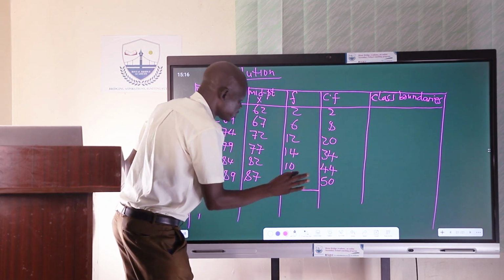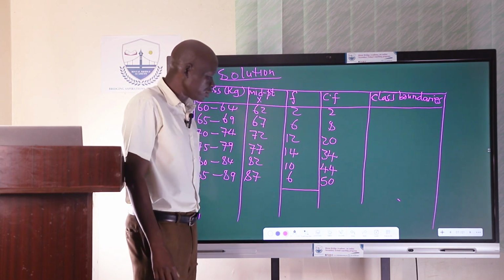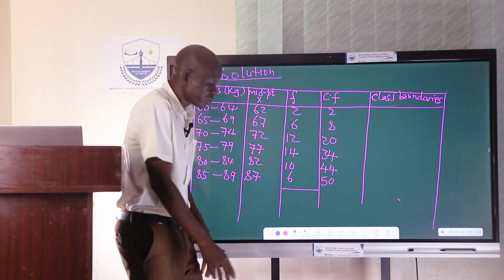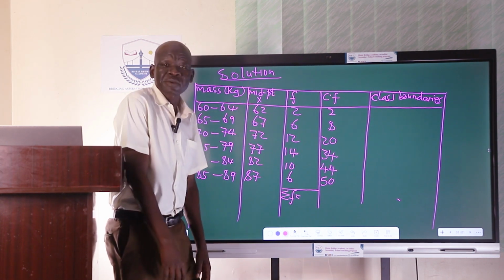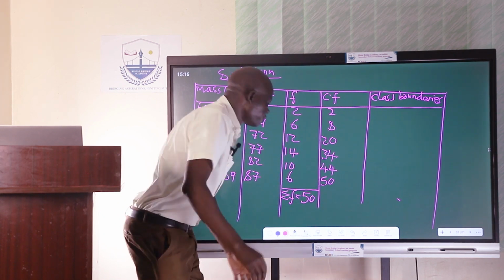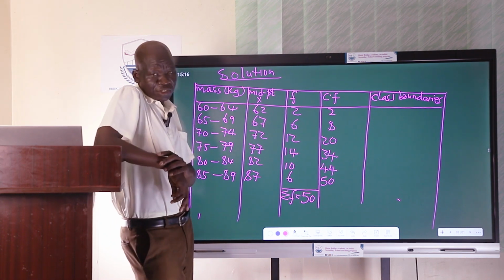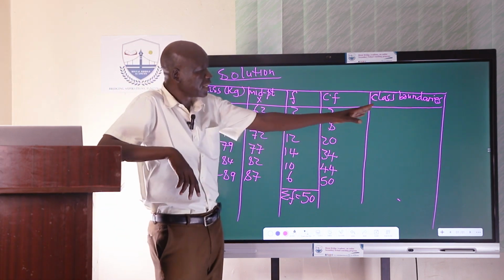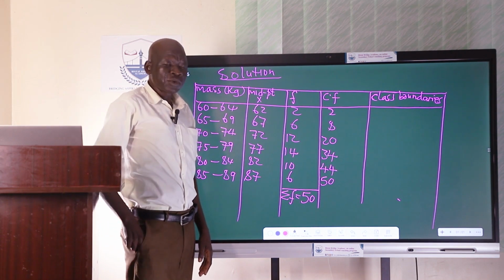And we shall find that when we add all the values of frequency, 2 plus 6 plus 12 plus 14 plus 10 plus 6, the total frequency, which is represented by summation f, is equal to 50. This value here should correspond with the last value of the cumulative frequency. Then we now get the class boundary values. How do we obtain them?